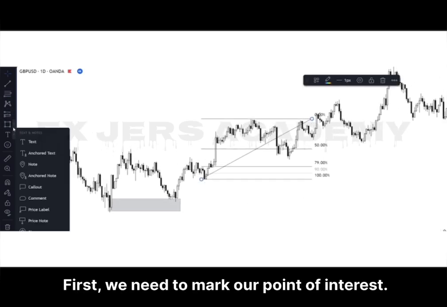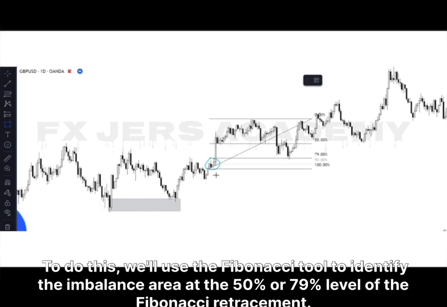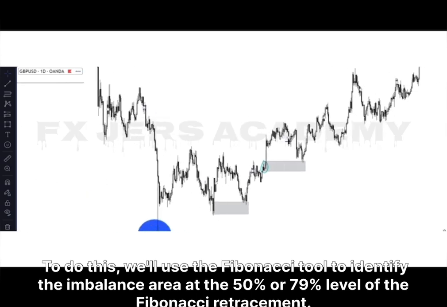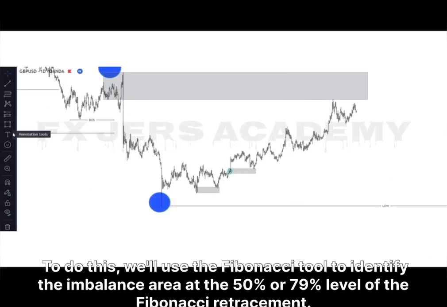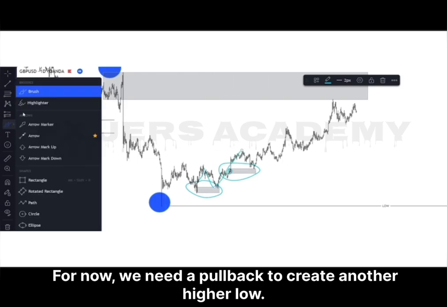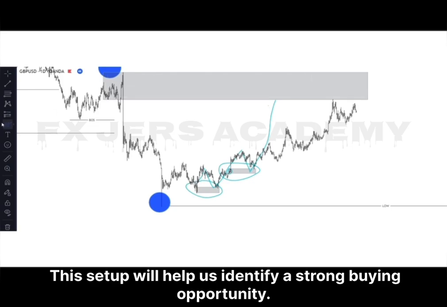First, we need to mark our point of interest. We're looking for how we can catch the move to the upside. To do this, we'll use the Fibonacci tool to identify the imbalance area at the 50% or 79% level of the Fibonacci retracement. You'll learn more about this in upcoming videos. For now, we need a pullback to create another higher low. This setup will help us identify a strong buying opportunity.